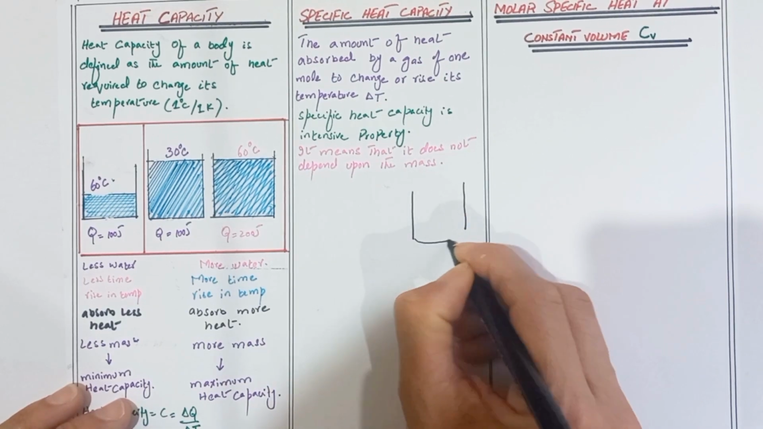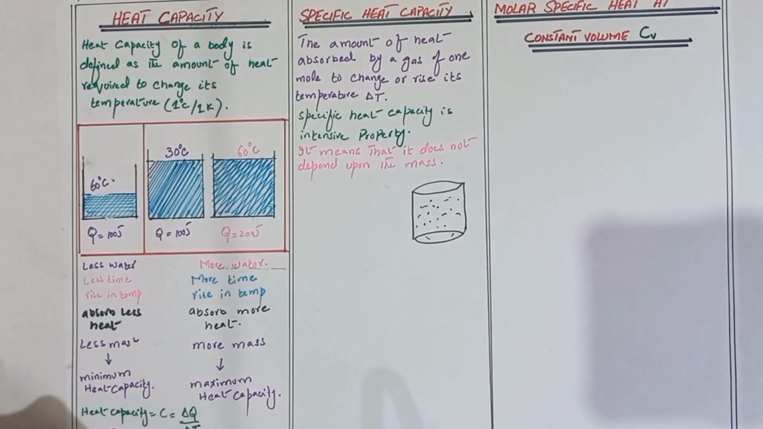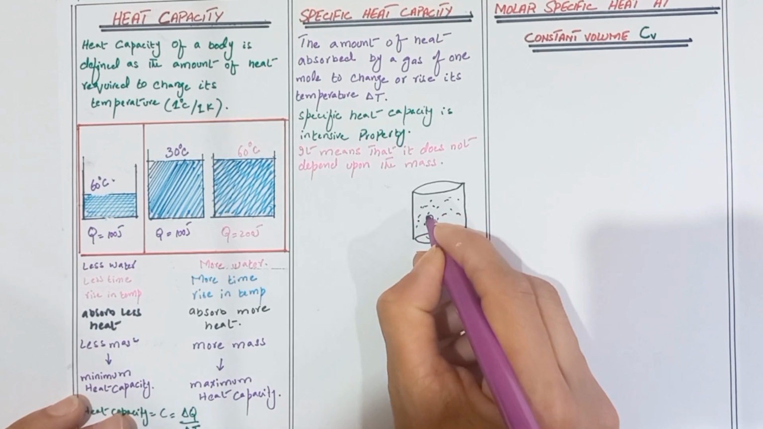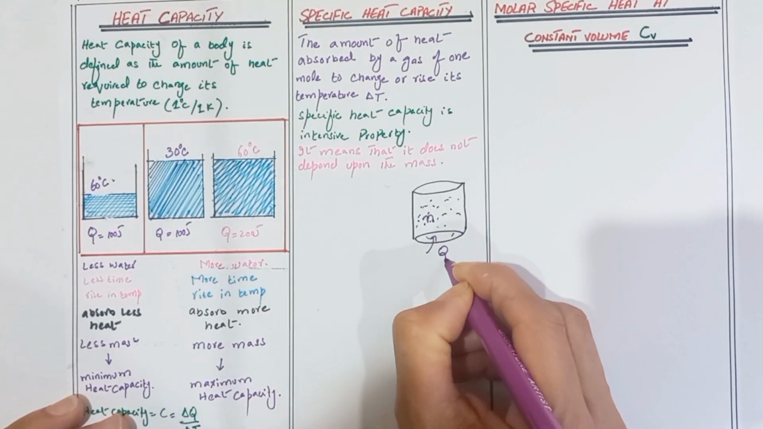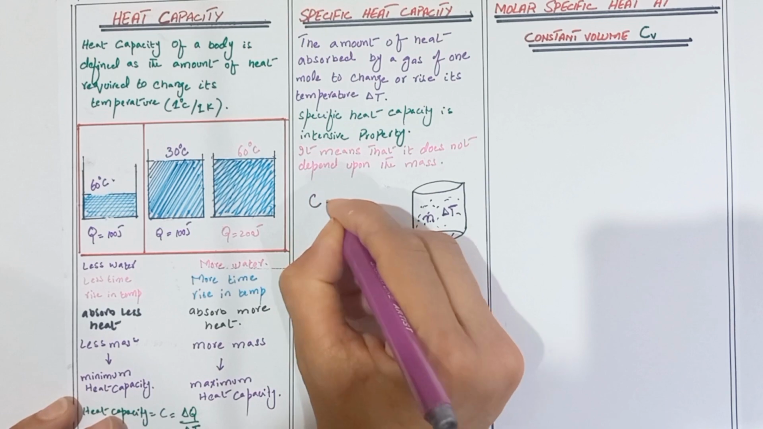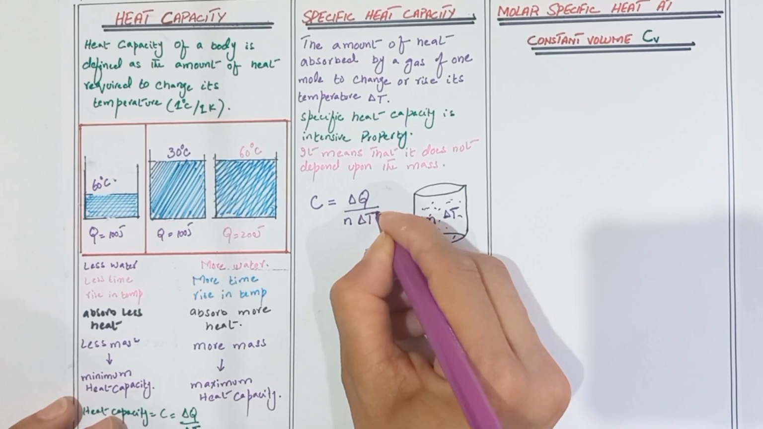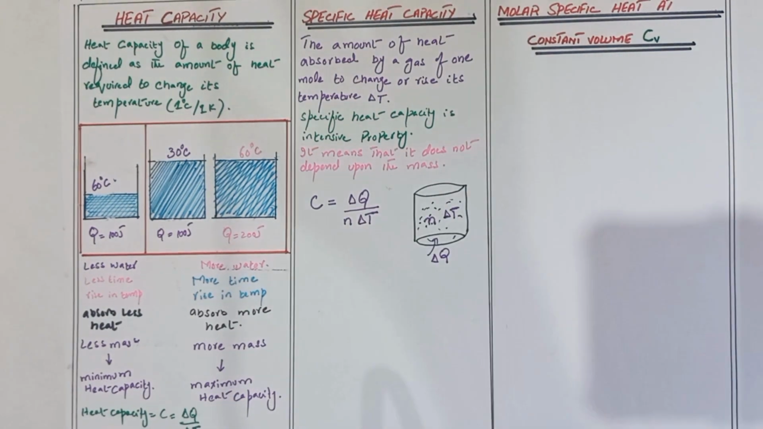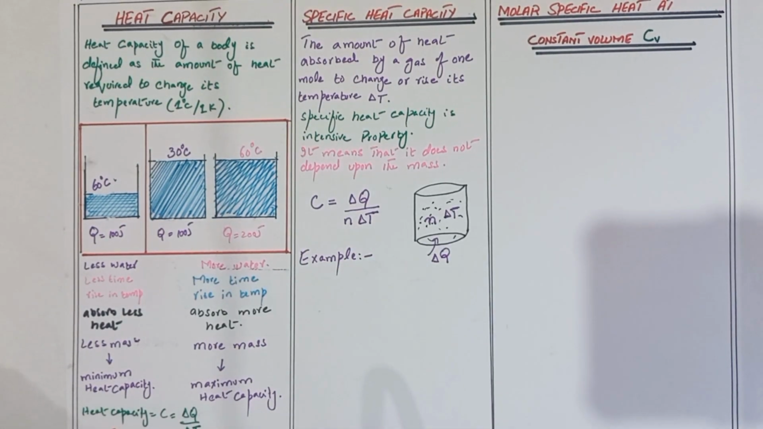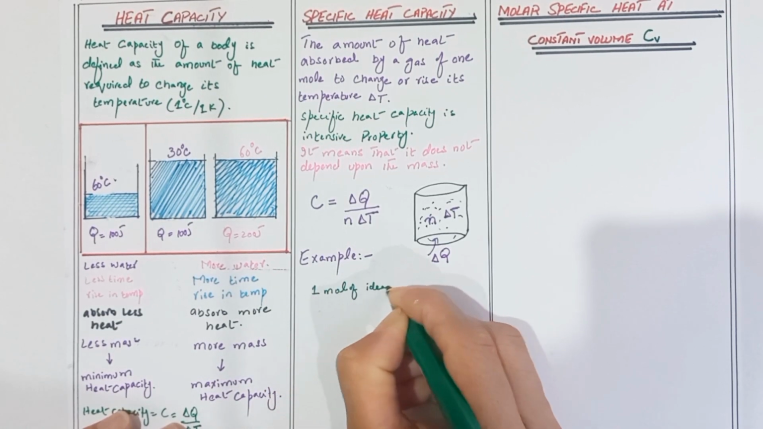Here we take a container that is full of gas molecules. Let's suppose they are n moles of ideal gas, represented by n. If we give delta Q heat to raise the temperature by delta T, then its specific heat capacity, which we define by capital C, is the heat given to n moles of an ideal gas to raise the temperature by delta T. Here we understand it with an example. We take 1 mole of ideal gas.